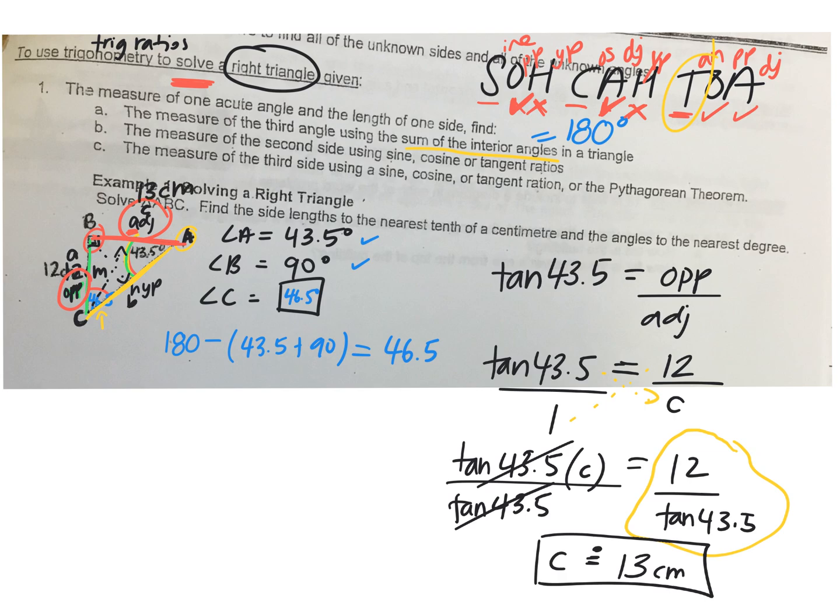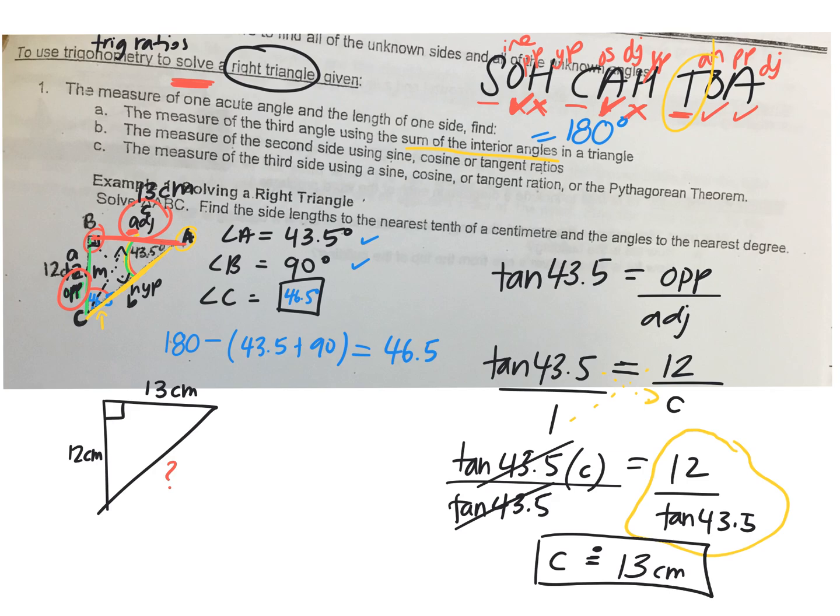Okay, now we have to find the other missing side length. There's two ways you could find the other missing side length. Here's our triangle. Let me redraw it. It's a right angle triangle. This is 13 centimeters and this is 12 centimeters. And we're trying to figure out the hypotenuse.